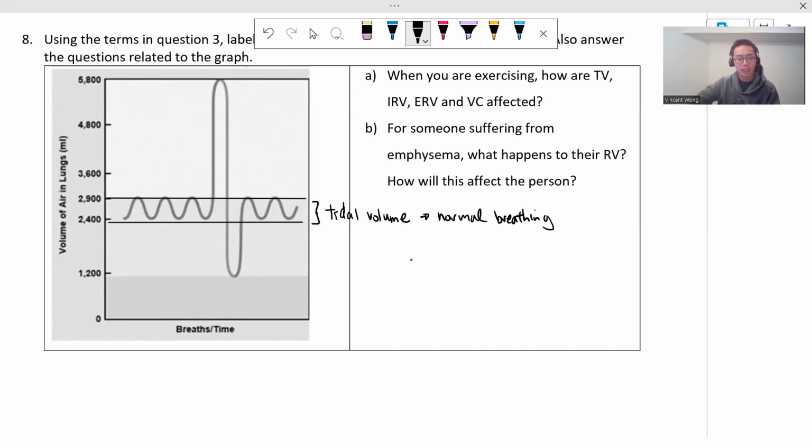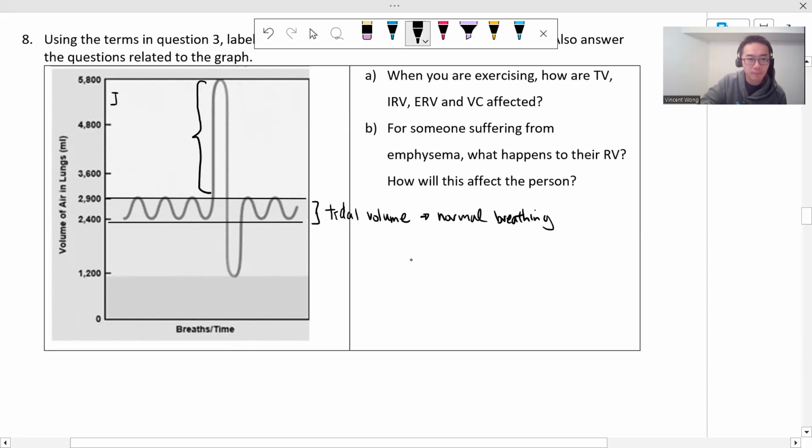And then I want you to try this. Okay? At the end of your regular inhalation, you continue to breathe in until you cannot anymore, all the way until you cannot breathe in anymore. Okay? So that extra bit of air that you just inhaled, that is called the inspiratory reserve volume.